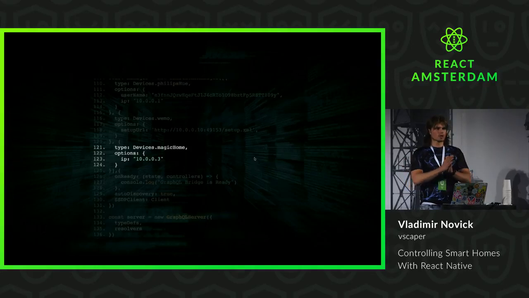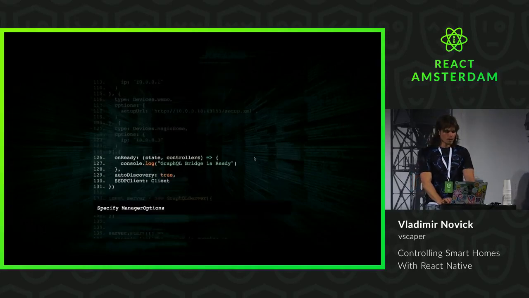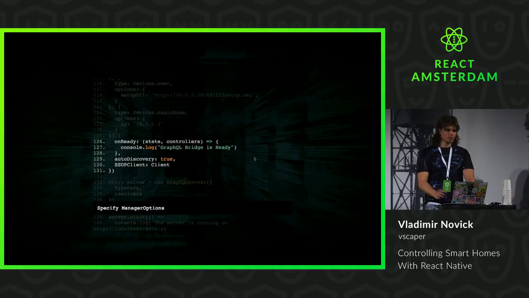The reason for that is that under the hood the package uses UPnP discovery, and these devices just have hard-coded IPs inside the brand app. So you just need to figure it out by the steps I showed you before. And then we have the onReady callback, which triggers when everything is set up. As you can see, I can pass auto discovery true, and the package will discover everything automatically, and also, of course, pass the SSDP client.